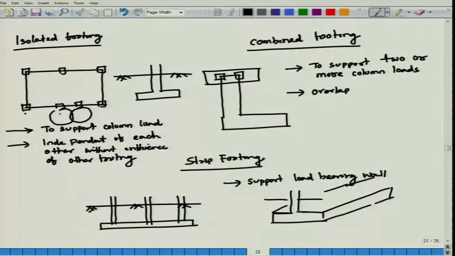Here it is a wall, this wall has been supported, here there is a wall, here there is a wall, here there is a wall, in that case it is called strip footing. So, particularly in shallow, the first part is footing, and footing is classified into three parts: isolated footing, combined footing and strip footing.